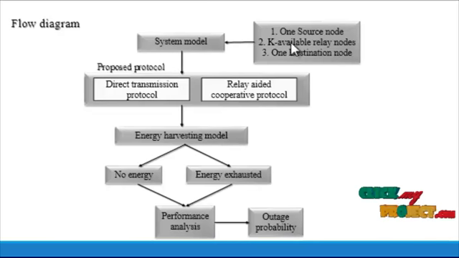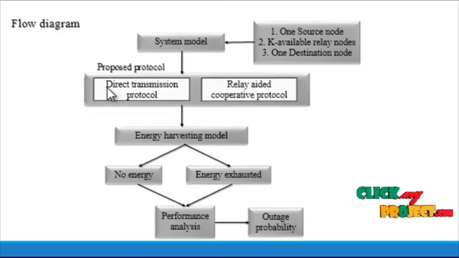In the system model, there is one source node, K number of relay nodes, and one destination node. So there is only one source node, K number of available nodes for the intermediate transmission, and only one destination node. The K available nodes have energy harvesting. They are denoted by R, the source node is denoted by S, and the destination node is denoted by D. Next, the proposed protocol.